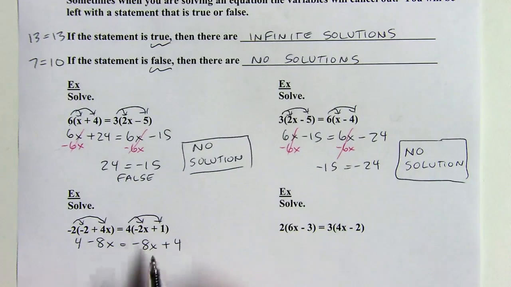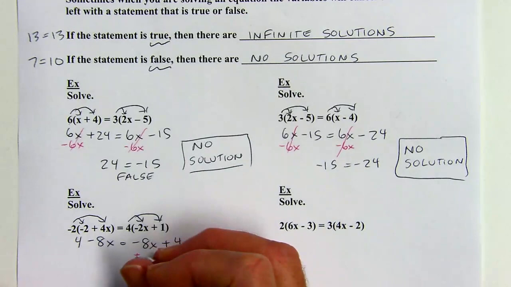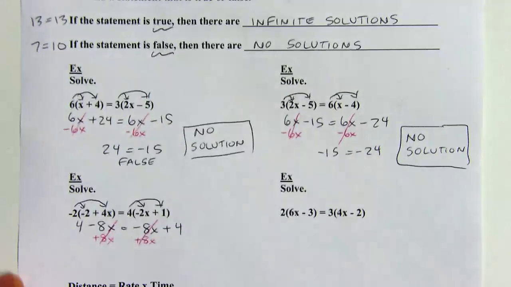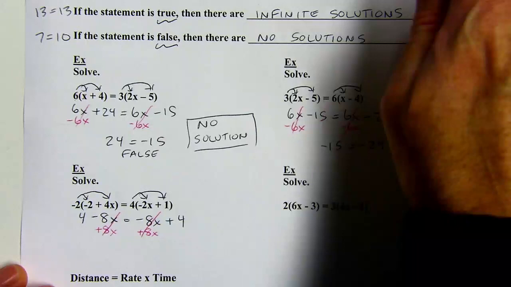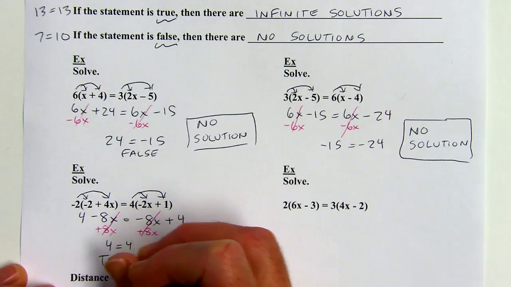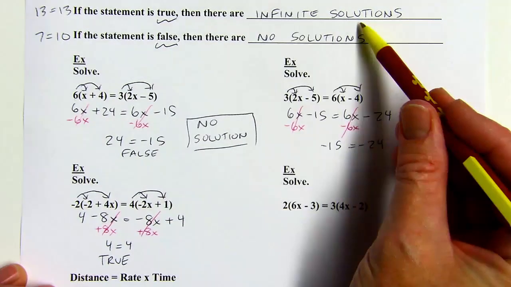So when I combine these x terms by adding 8x, again, both the x's drop out. But this time I'm left with 4 equals 4. And that is a true statement. And when you get a true statement, infinite solutions.